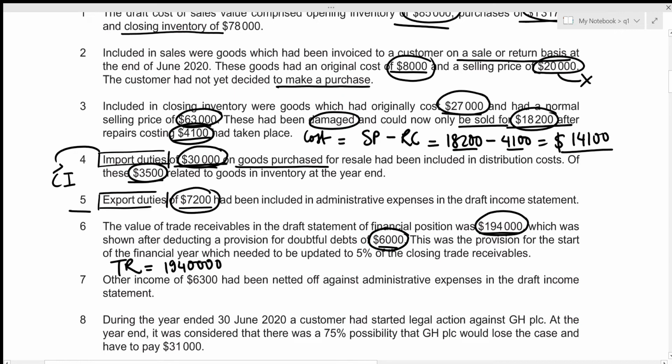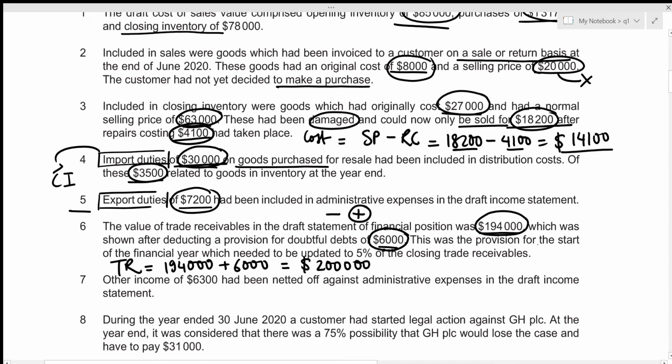And since we figured this value out after subtracting 6,000, which was an error, in order to reverse that error, if it was subtracted before, we just need to add that value back. So we need to add the 6,000. Now this gives our trade receivables at the year end to be 200,000.